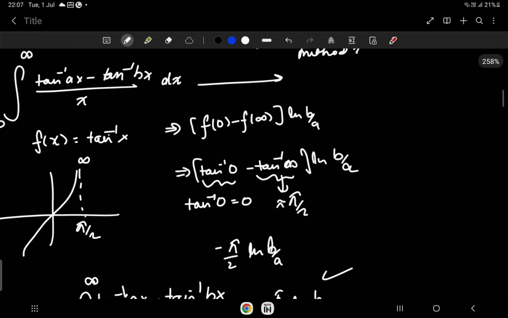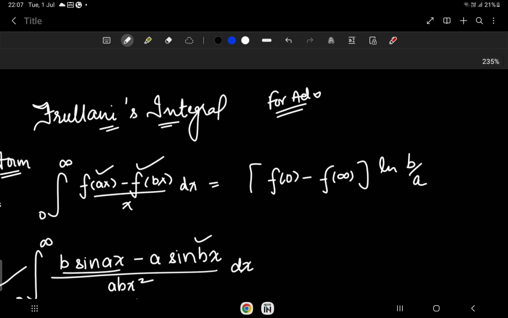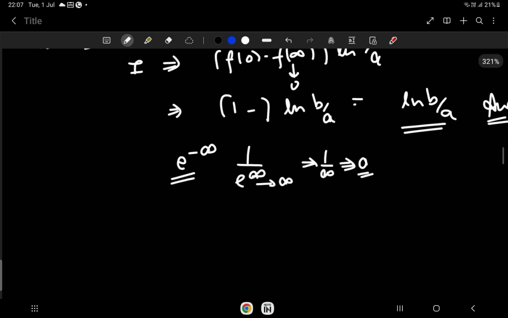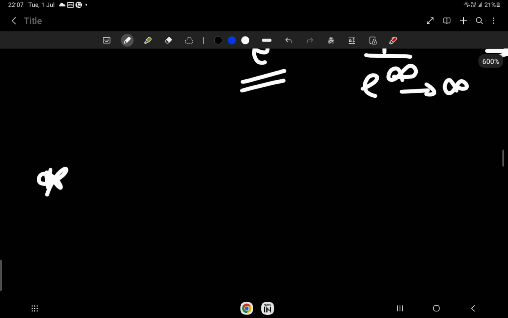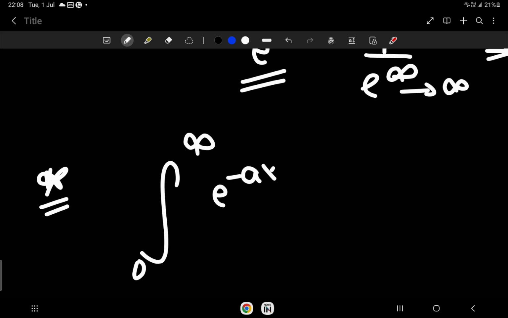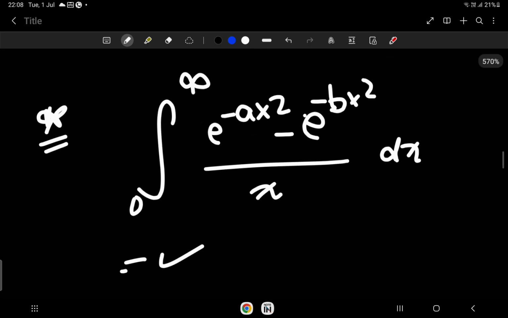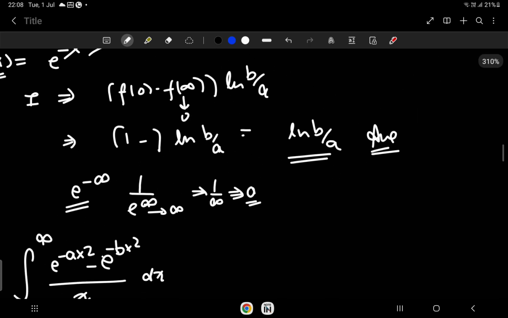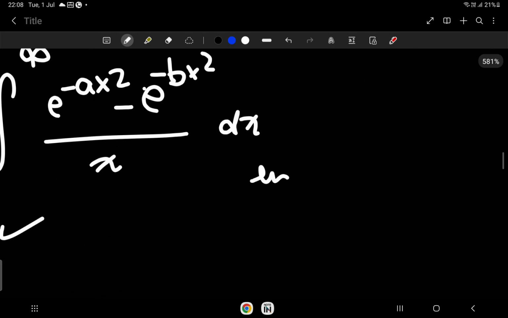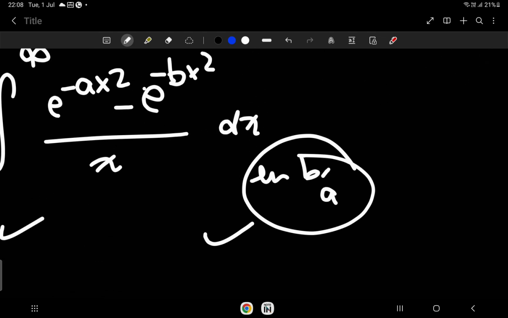So this is the Frullani's form of integration. Let me give you a question for homework. Do tell me its answer in the comments. It is pretty simple though. The same answer it would be.